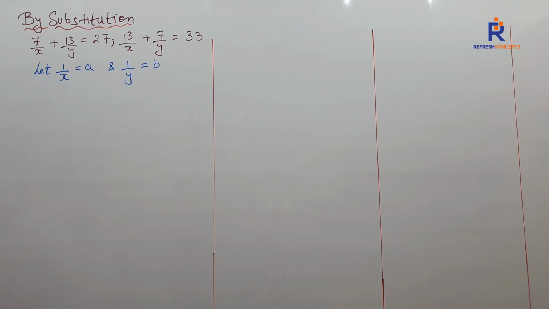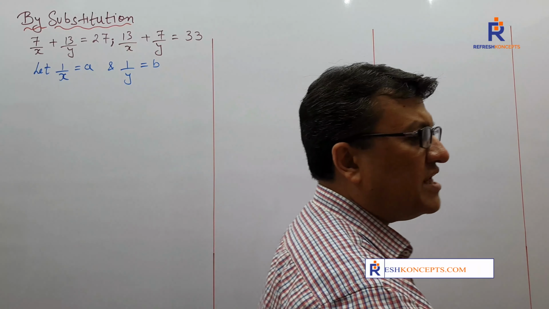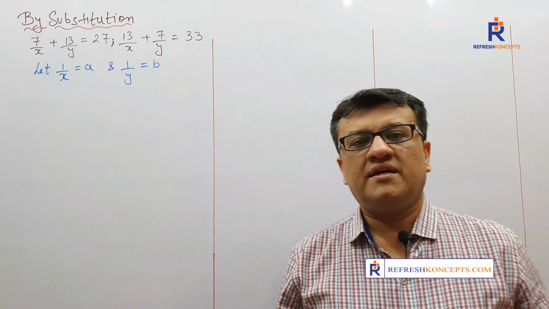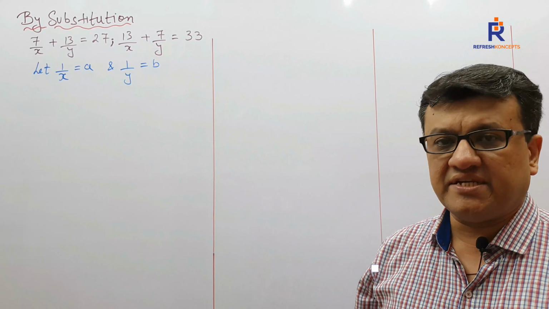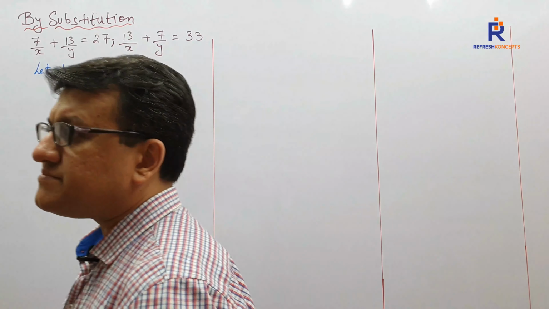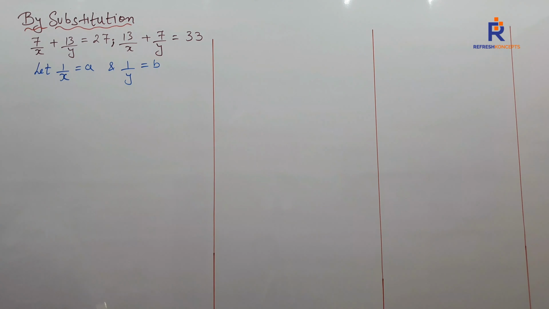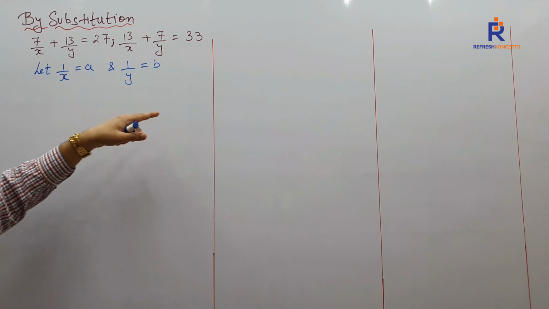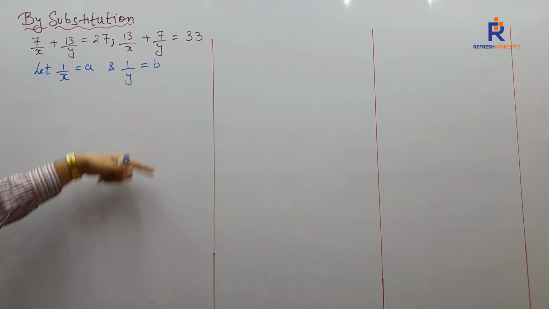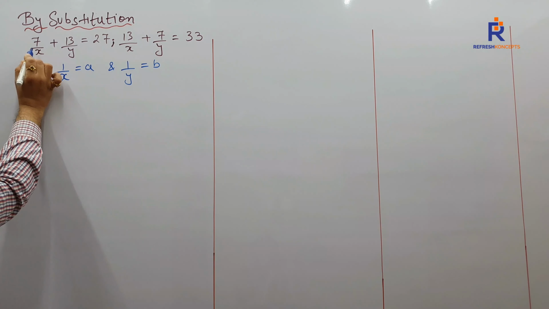Now children, it's not necessary that every time you take a and b; you can take anything other than x and y. You're supposed to take any letter from A to Z other than x and y. A normal way is to take a and b. So 1 by x is a, 1 by y is b. So what is our equation?